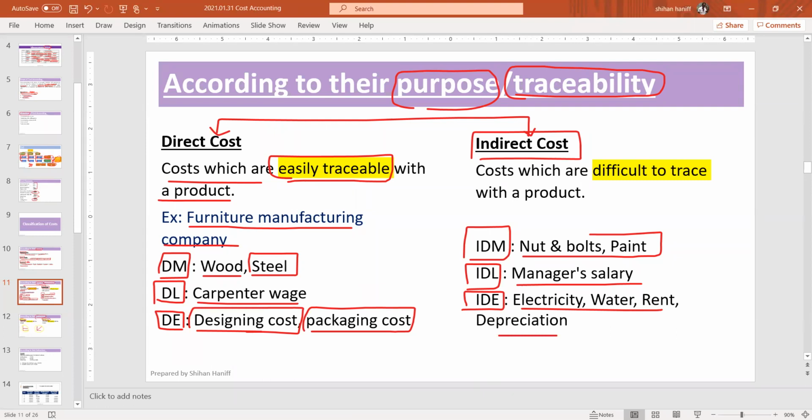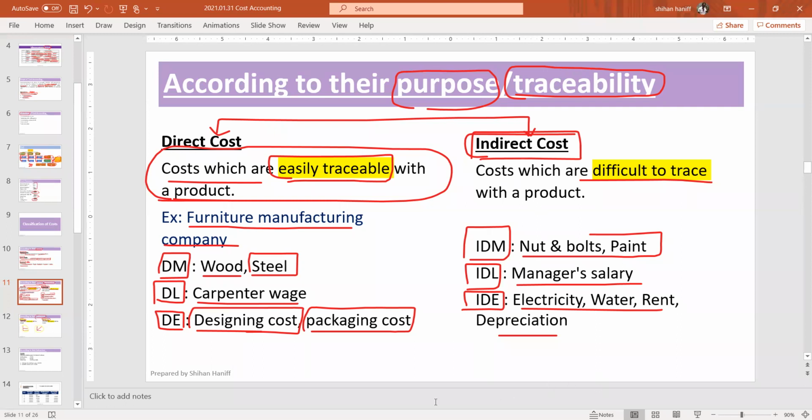There is a doubt. For a certain wood product, we can trace the amount of nuts, bolts, electricity. Yes, you can trace. So we take the definition: if it is traceable directly with the final product, it is direct cost. If it is difficult to trace, we consider it as indirect cost. So here we have an overall picture.